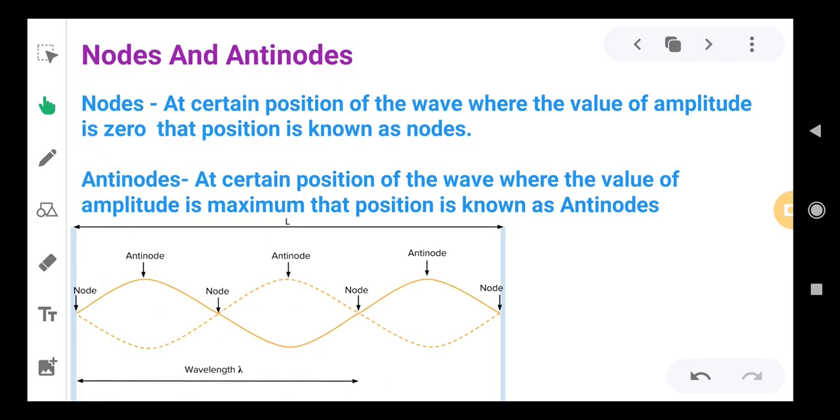Okay. Next is the important point, nodes and antinodes. These nodes and antinodes are nothing but two positions: the position where the amplitude is maximum and the position where the amplitude is minimum, like constructive and destructive. First, nodes. A certain position of the wave where the value of amplitude is 0.